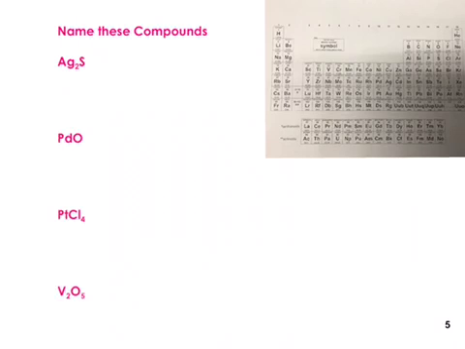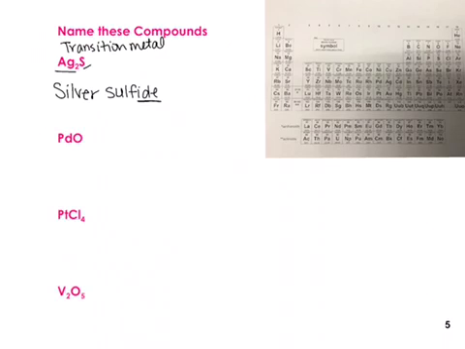So when we are given the symbols and we have to go to the name, you pretty much just write the first element as is. You will have to note if it's a transition metal or not. And in this case, we do have a transition metal with silver. However, silver is one that does not use the stock naming system. So we can just call it silver. And then you write your second element. And since it's the anion, it gets that IDE ending, silver sulfide.